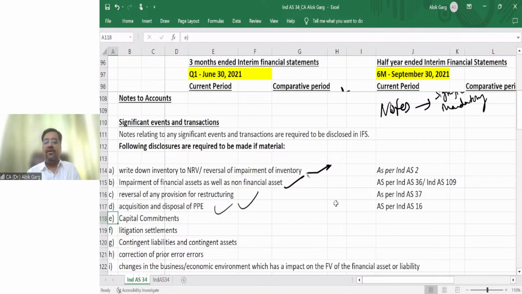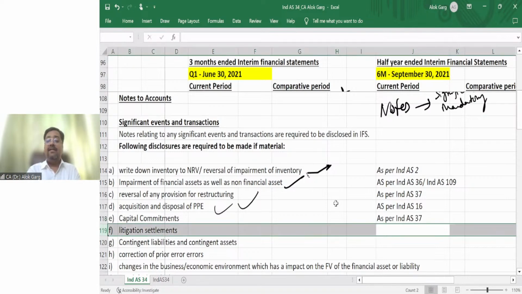Because normally this PPE addition and deletion may be material for some companies, right? Like all these infrastructure companies, all these telecom infra companies, these are presenting the disclosure of addition and deletion in capex, addition and deletion in PPE. They are giving the entire PPE schedule, like the annual schedule, right? Capital commitment, contingent liability, these are also required to be disclosed in the interim financial statement, like your annual financial statement.